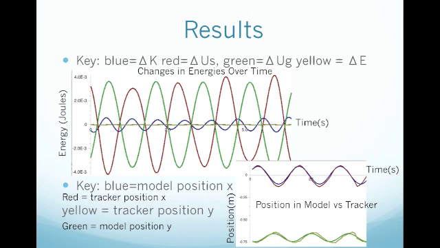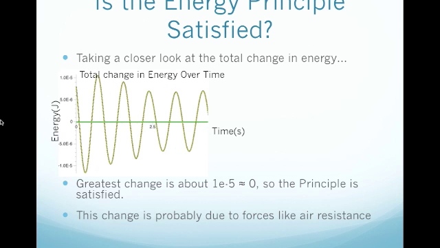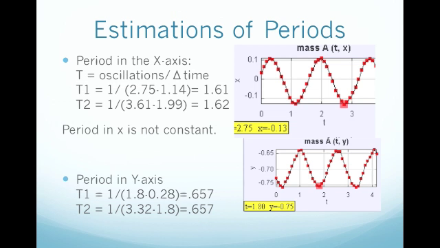Let's take a closer look at the total change in energy to see if it is truly zero. Clearly, the total change in energy oscillates on an incredibly small interval. So, although it is not exactly zero, it is very close. These differences could be due to not accounting for any work done by surrounding forces, such as friction and air resistance. Moreover, we can estimate the periods in both the x and y directions from the observations in tracker.